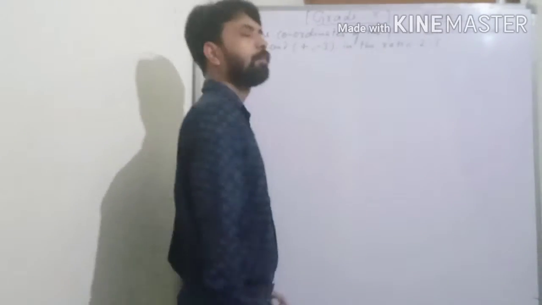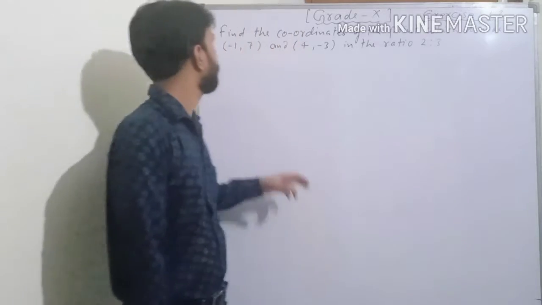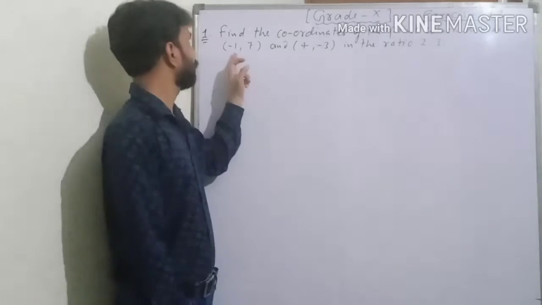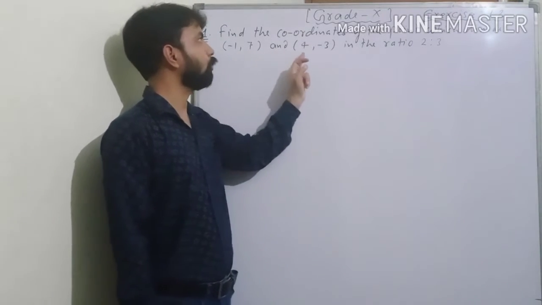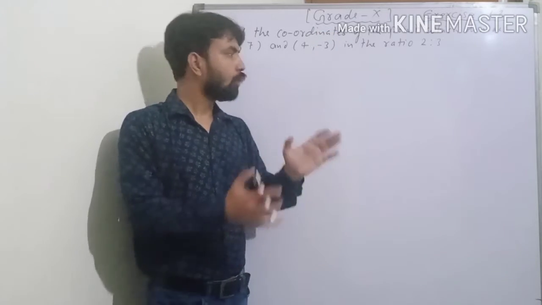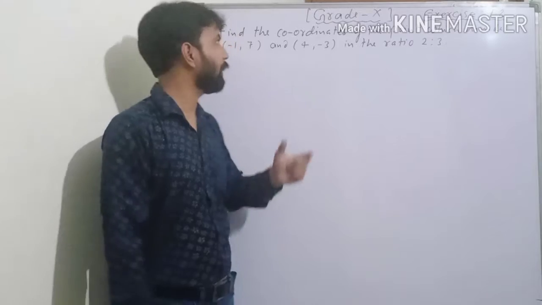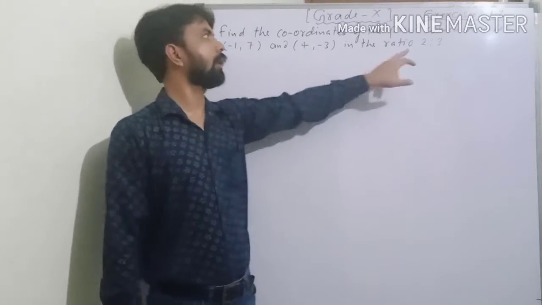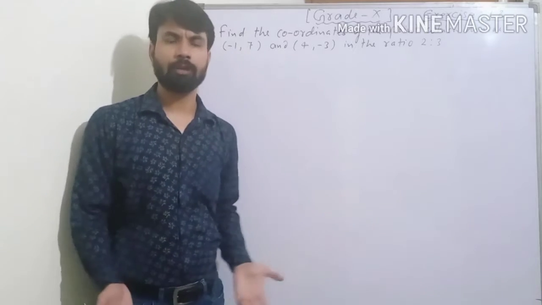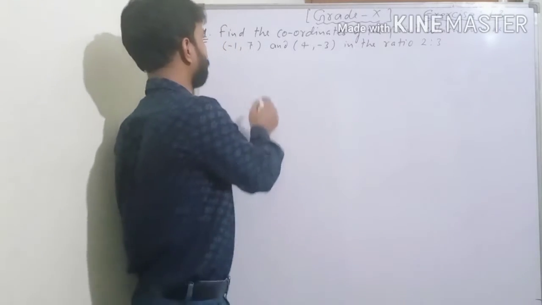Okay students, let's start the very first question of this exercise. Find the coordinates of the point which divides -1, 7 and 4, -3 in the ratio 2:3. Clear? So here we have to find the coordinates of a point which divides the line segment joining these two points in the ratio 2:3. This question is totally based on the section formula. Understood? So how can we solve? Just see the solution here.